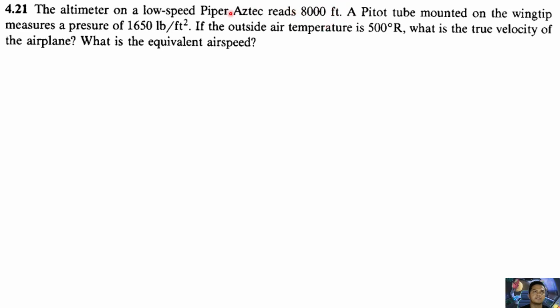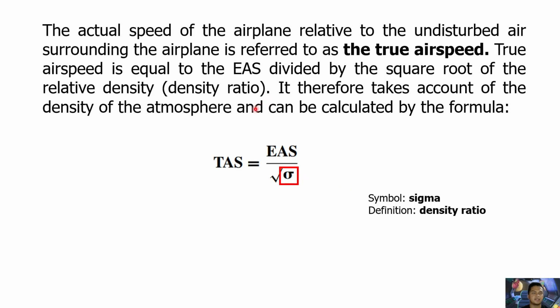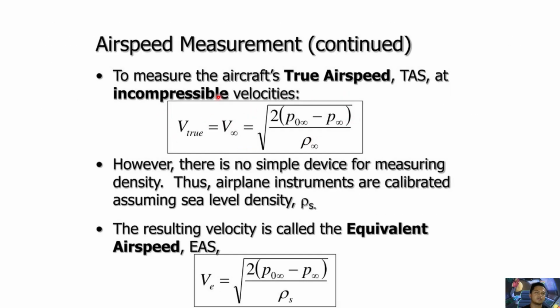So yung 8,000 feet na yan is altimeter. Ibig sabihin, yung 8,000 feet na yan is pressure altitude. Ang makukuha mo lang dyan is the pressure at 8,000 feet. No, pwede mong gamitin yung pressure at 8,000 feet. Meron kang outside air temperature na 500 degree Rankine. Okay, again, ang equation to be used is ang equation natin, no, which is this one to get the V true and the equivalent airspeed.